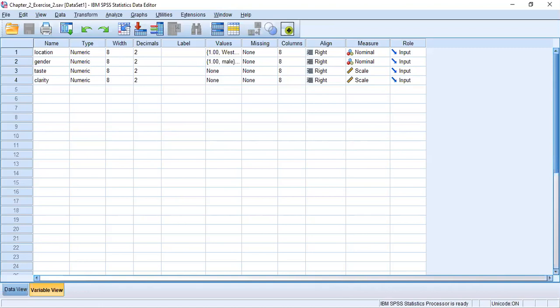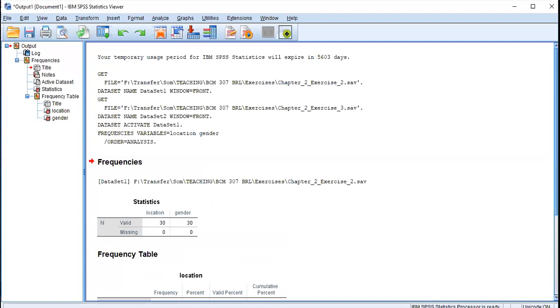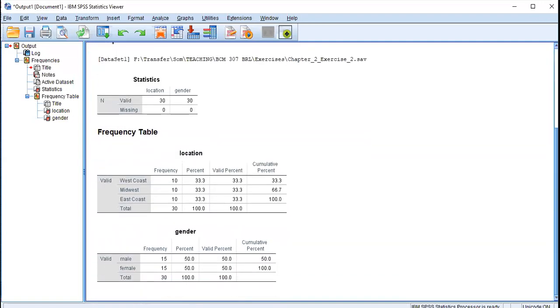So if you look at the answers, you'll be getting the answers there, and I'll be sharing the output file with you. So this is the output file we are getting. We have got the answers: the frequency is 10, 10, 10 for West Coast, Midwest, and East Coast, and this is the percentage of people. Similarly for male and female, 15 males and 15 females, and 50% male, 50% female. A simple understanding. So we have understood how to get the descriptives.